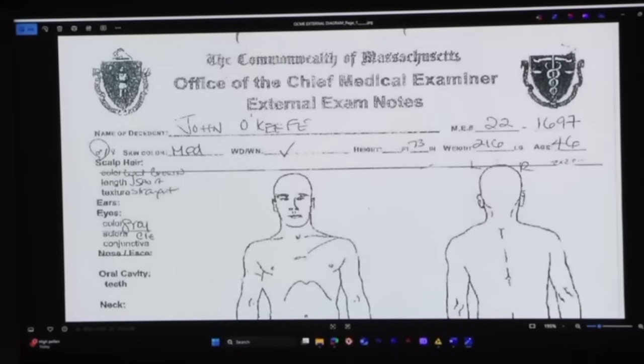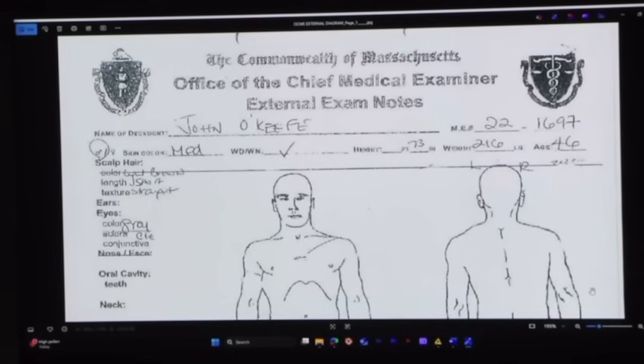And then we take note of, as I mentioned, during the external examination, physical characteristics such as hair, eyes, teeth. And then on this diagram, we would note any scars we see on the body, any tattoos, any injuries, and any therapeutic interventions. Those would be things that are sometimes done either by emergency medical personnel or at the hospital. Everything would be noted on this diagram.